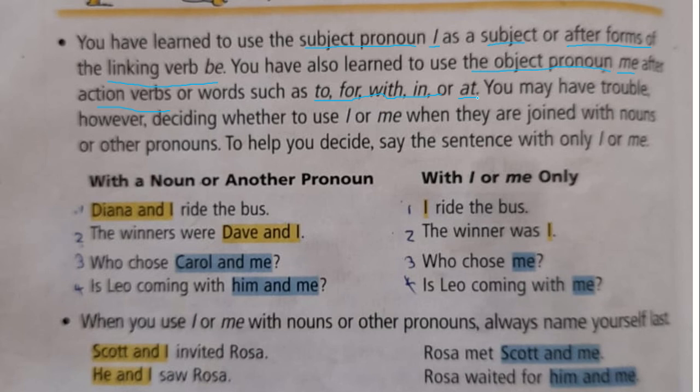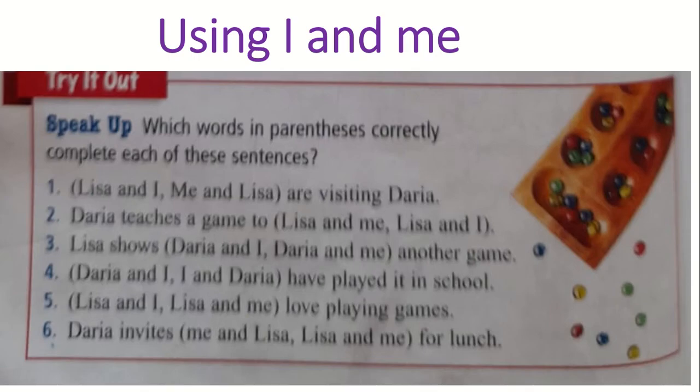When you use I or me with other nouns or other pronouns, always name yourself last. Tú al final. Scott and I invite Rosa. He and I saw Rosa. Rosa met Scott and me. Rosa waited for him and me. Okay? Let's go to the first activity.